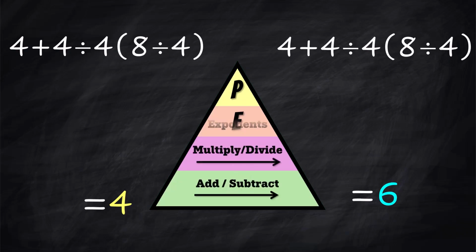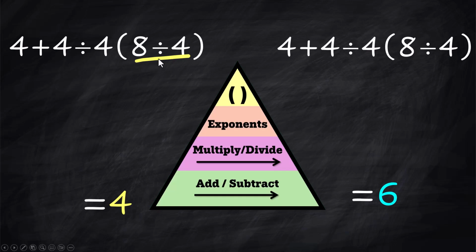PEMDAS. What does that mean? You do everything that's inside of grouping symbols first. Then you do your exponents, and if you have square roots, that would be right here. Then you multiply and divide in order from left to right, and then you add and subtract in order from left to right. Well, we got to look at the work to see what's going on here.